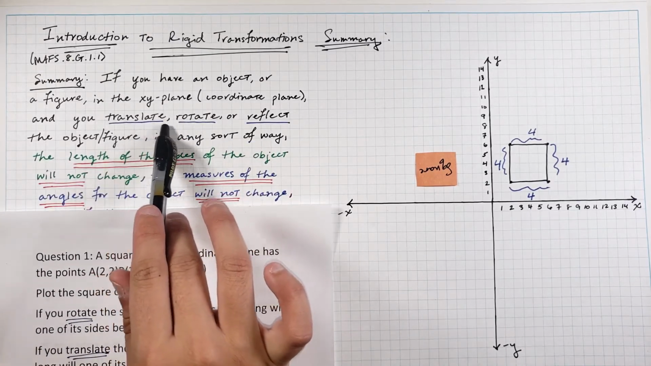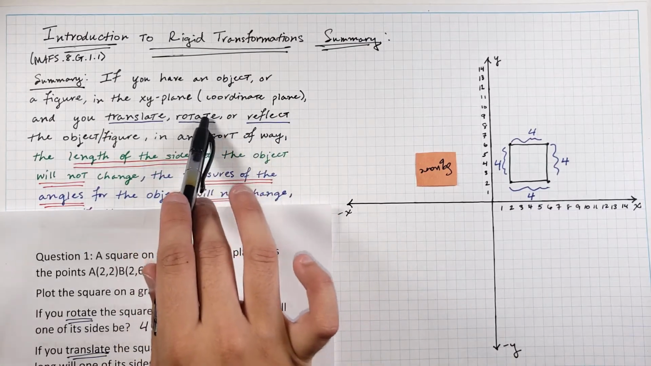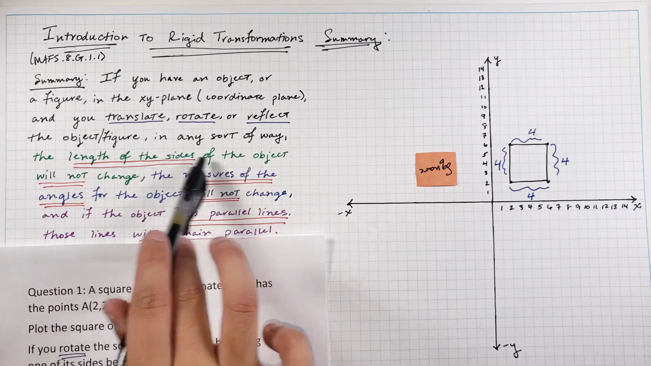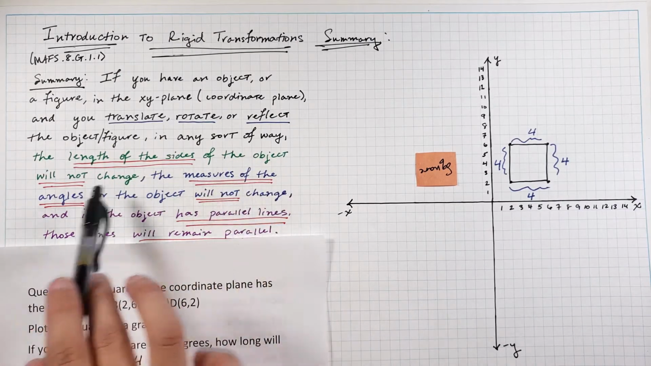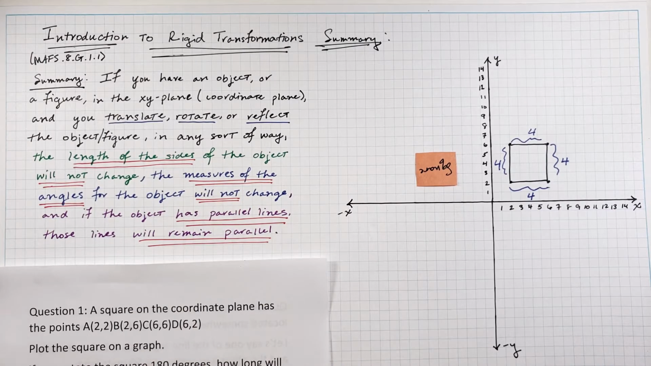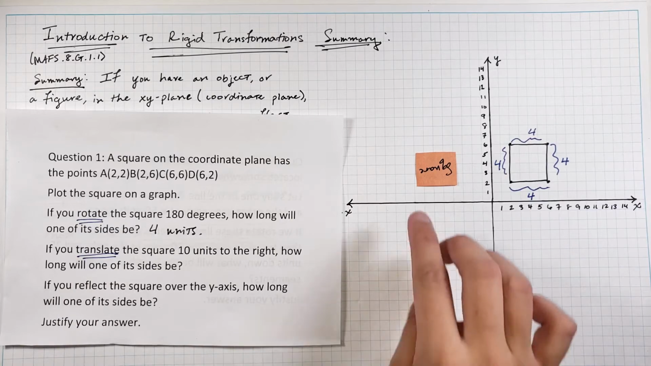Well, when you translate, the same properties hold as for rotations and reflections. So when you translate, the length of the sides of the object will not change. The measures of the angles for the object will not change. Parallel lines stay parallel lines, okay? So here we're being told if you translate the square 10 units to the right, okay?